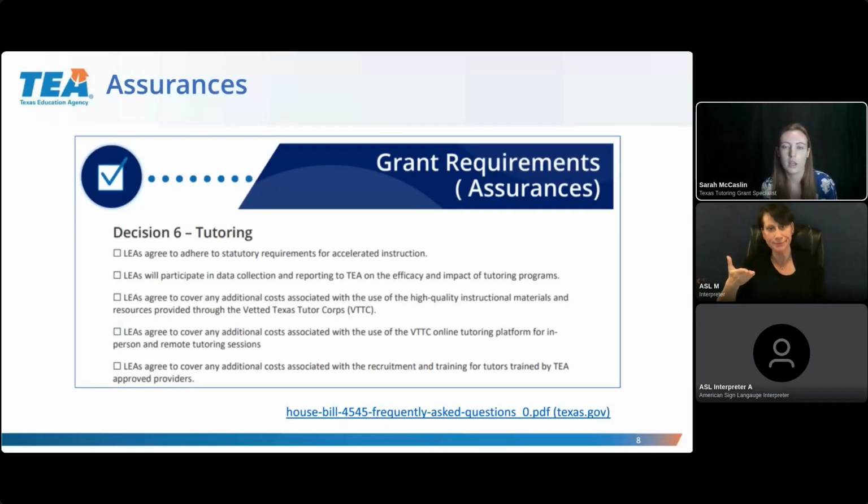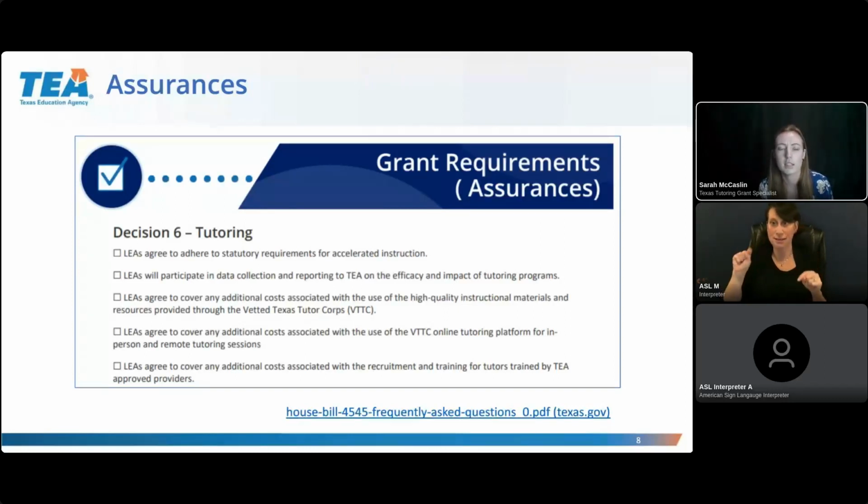So we know that within the umbrella of learning acceleration, we have this one strategy of high impact tutoring. High impact tutoring goes a little bit above and beyond the expectations of 4545. So we're making sure that our Decision 6 districts who did receive the T-Class grant are not only maintaining 4545 requirements, but that we're eventually seeing that progress into a more high-impact tutoring stance.